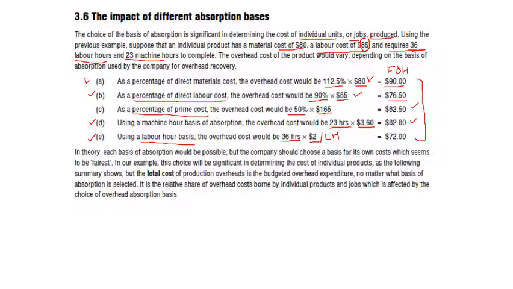And if we make a comparison, we see a huge difference between the FH that we calculate from different bases. $90 was calculated using direct material cost, $76.5 when we used direct labor cost, $82.5 when we calculated using prime cost, $82.8 when we used machine hours as the basis of our FH, and $72, the lowest one, when we calculated our FH using labor hours.